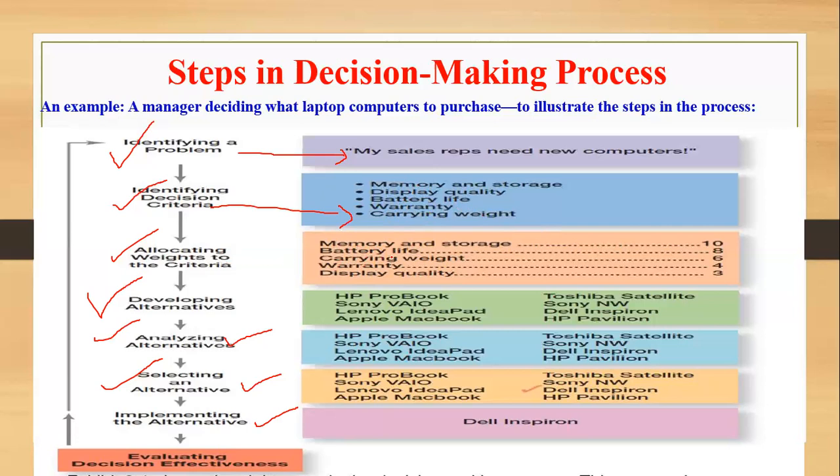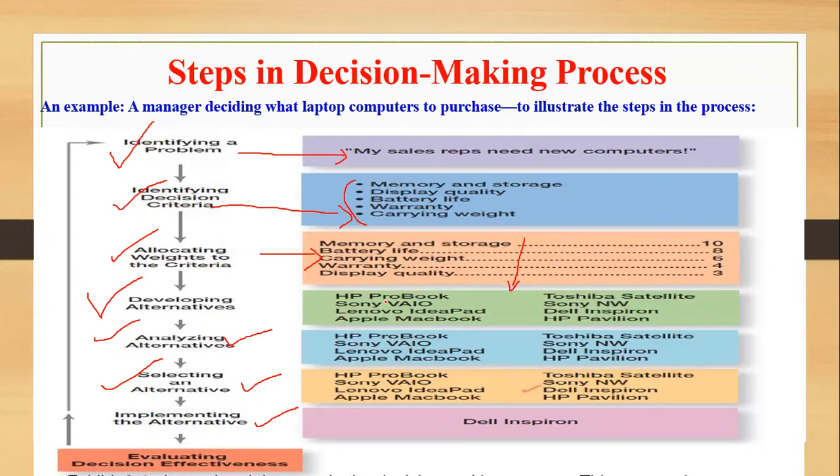So allocating the weightage to the criteria. These are the decisions that we have taken regarding all these things. Generally, when we are allocating weighted criteria, we have to give weight to the different criteria, like memory and storage. That is the most important thing, so first we have to go for it. Then how much battery life it should have, what the carrying weight should be, what the warranty should be, the display quality. So this is how we can make priorities of different things, and we have given different weightage to all these things on the basis of criteria.